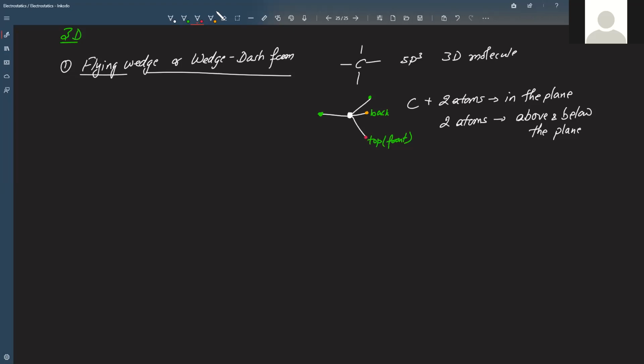Now again, we have to write which is on the top, or which is in the back, or what all are there in the plane. So there should be a specific way of representing them. One of the ways is this flying wedge notation. So what we do here is we show these linkages like this.